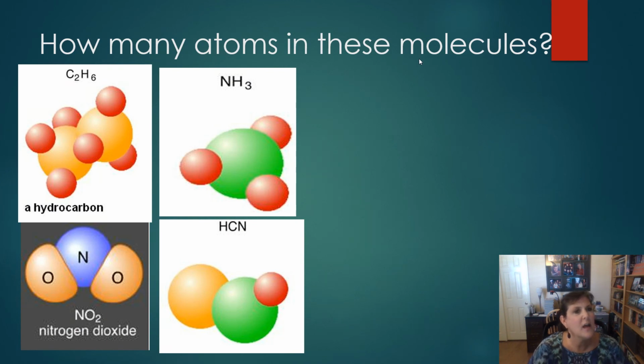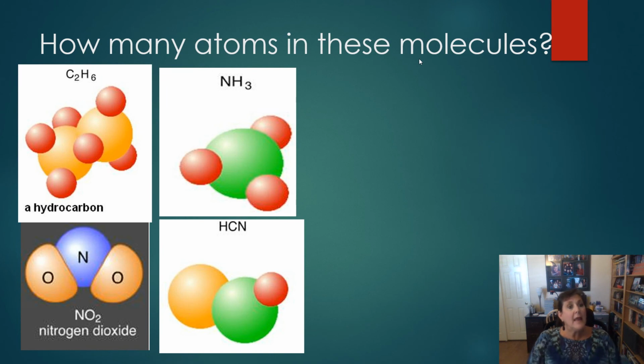C2H6 is a hydrocarbon, by the way. Hydrocarbon means a molecule made up of hydrogen and carbon only. Hydrocarbon. So C's and H's. How many atoms are in NH3? 1 plus 3 is 4. Yeah, there's 4 atoms in NH3.